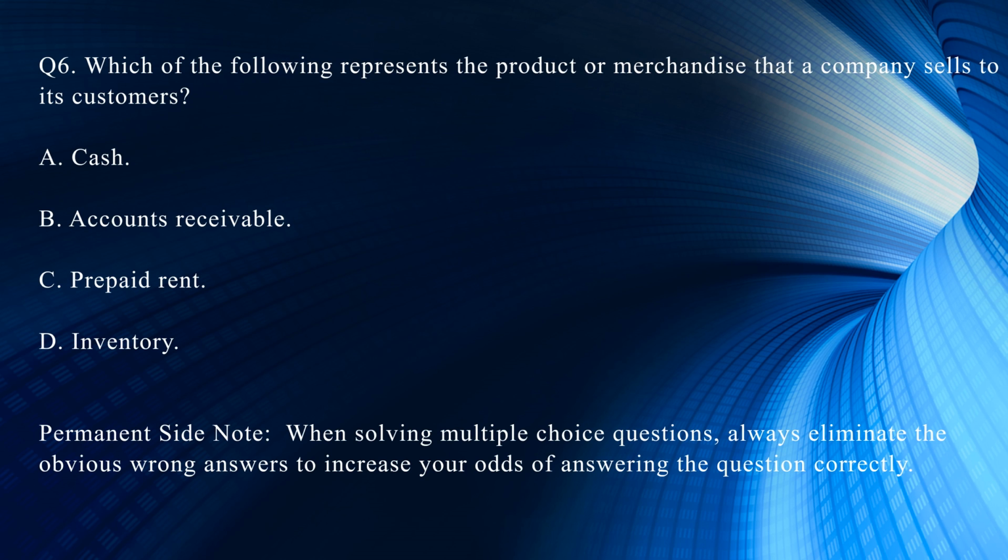Question 6. Which of the following represents the product or merchandise that a company sells to its customers? A, cash. B, accounts receivable. C, prepaid rent. Or D, inventory.